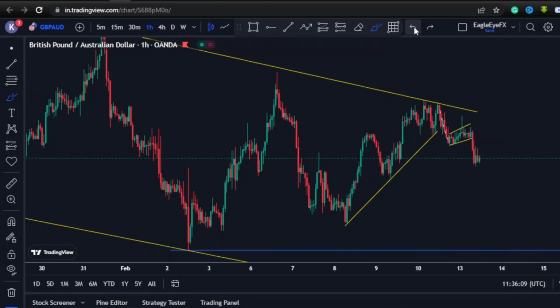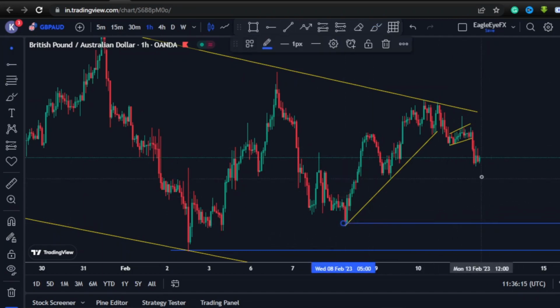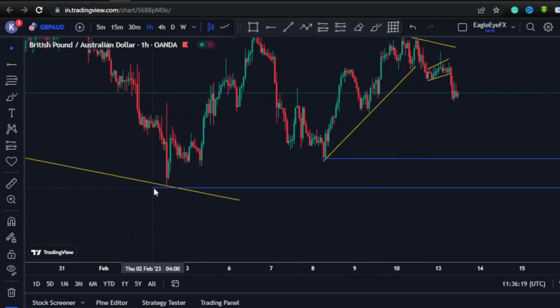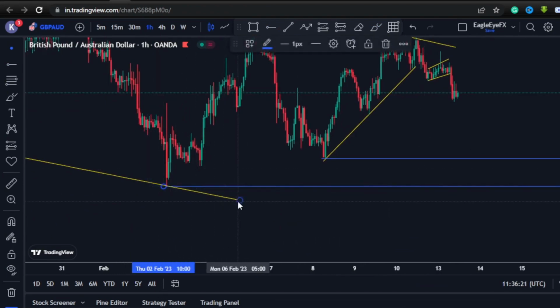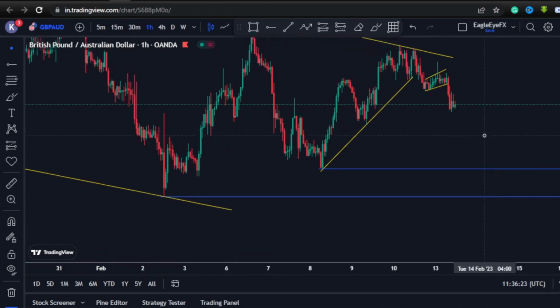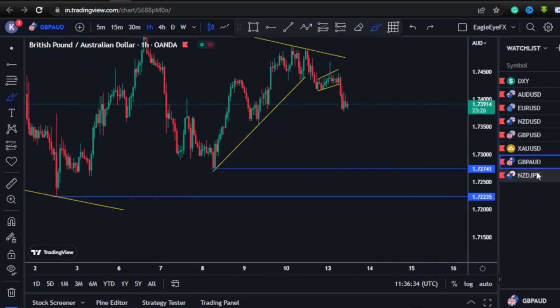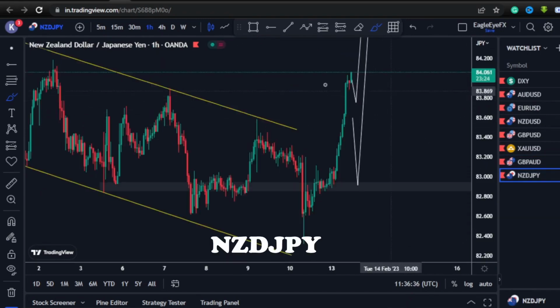But the overall move that we're looking for is for it to come either to this level, which is our 90% rule, or it could come all the way to this level down over here. So my bias is still the same, that this could just correct and continue moving to the downside. And then we have NZDJPY, which is the last one.